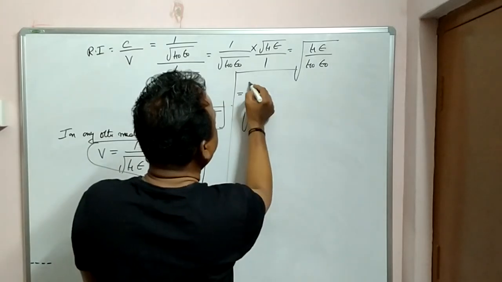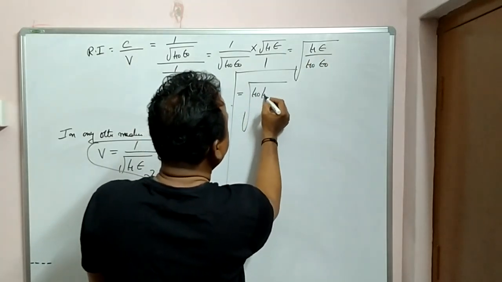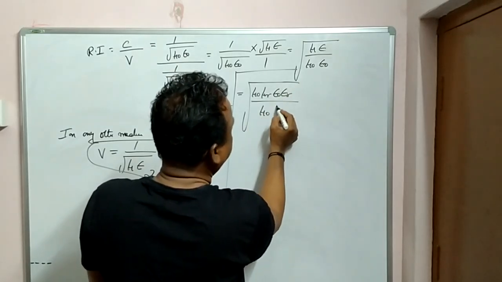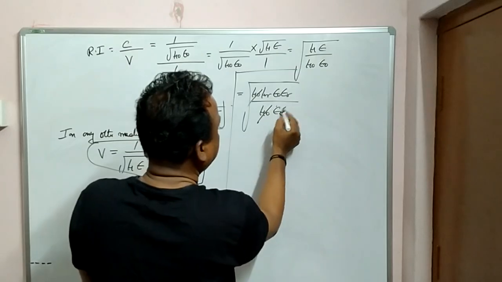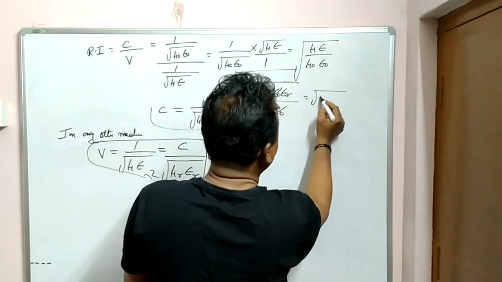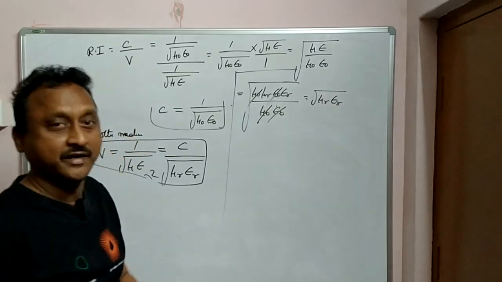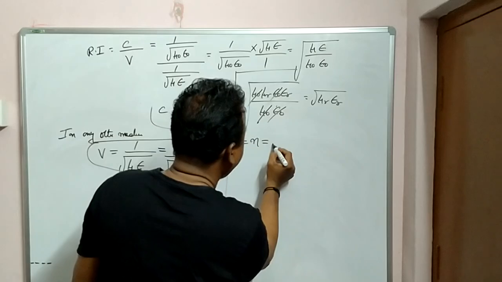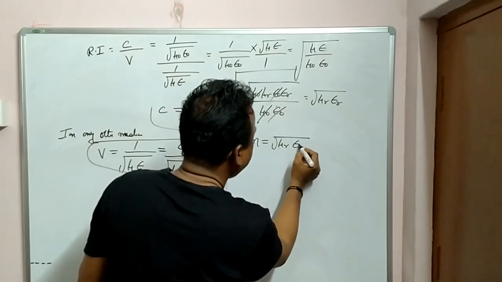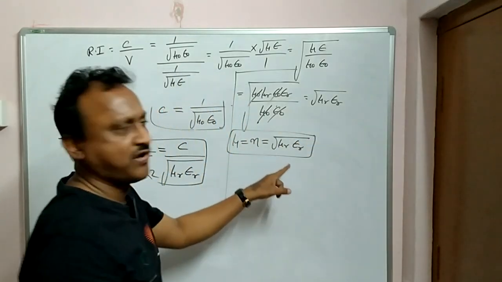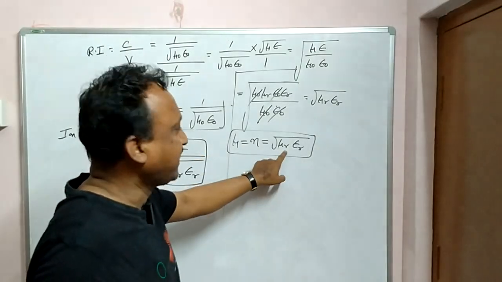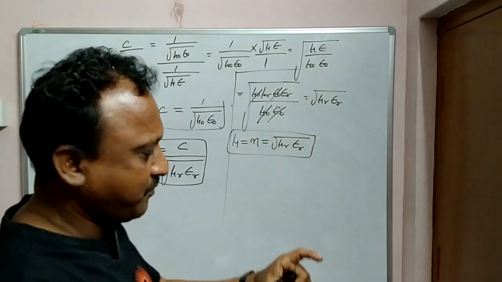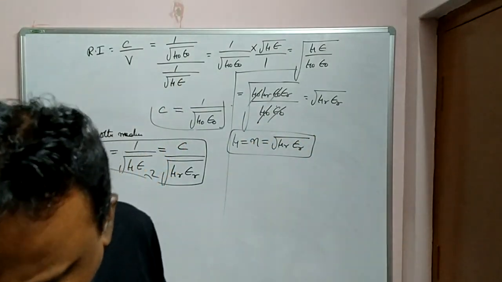This is nothing but under root. What is mu? Mu naught mu r. What is epsilon? Epsilon naught epsilon r, by mu naught epsilon naught. Mu naught epsilon naught cancel. What is left over? Root over mu r epsilon r. So the refractive index formula, n, can be written as root over mu r epsilon r. This is another important formula. Under root mu r, the relative magnetic permeability, into epsilon r, the dielectric constant or relative permittivity of the medium. This is another important formula which is used in numericals.